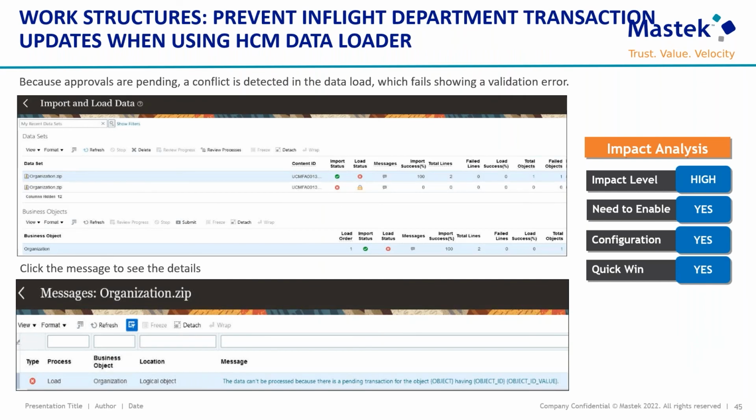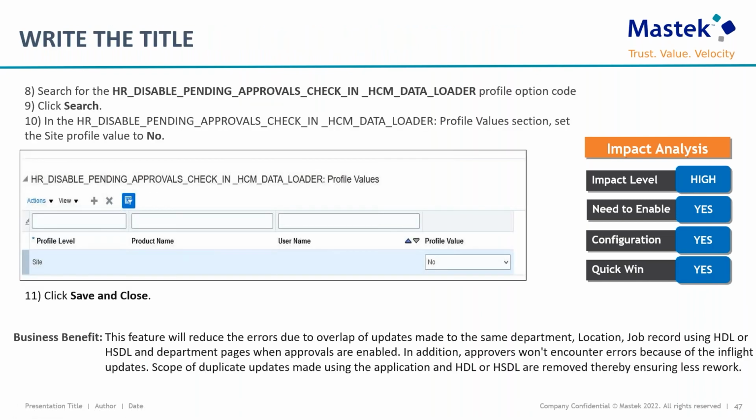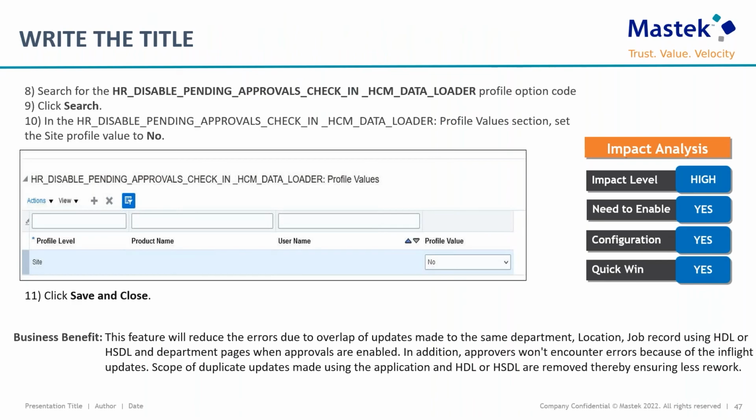Okay, and the configuration point for all these three in-flight transactions is that we need to create a profile option code, HR disable pending approvals check in HCM data loader, and we need to set it to no. By creating it and setting it to no, you'll be able to stop the transaction from updating by using HDL. So these were the updates.